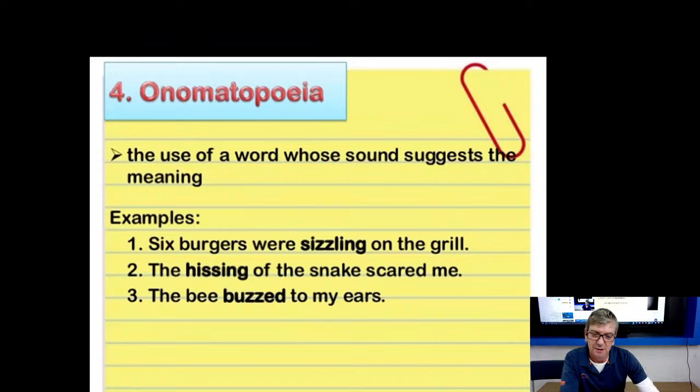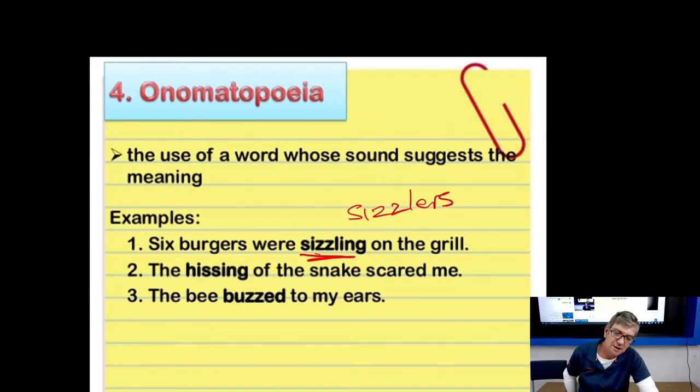Number four, how do you say that? Onomatopoeia. This is like using words for sound, so figures of sound. In the example there, you have burgers or eggs, whatever you want. The six burgers were sizzling. Sizzle, sizzle. This is the sound that you hear, sizzling on the grill. Probably why there's a company called Sizzlers, all about steaks and things.